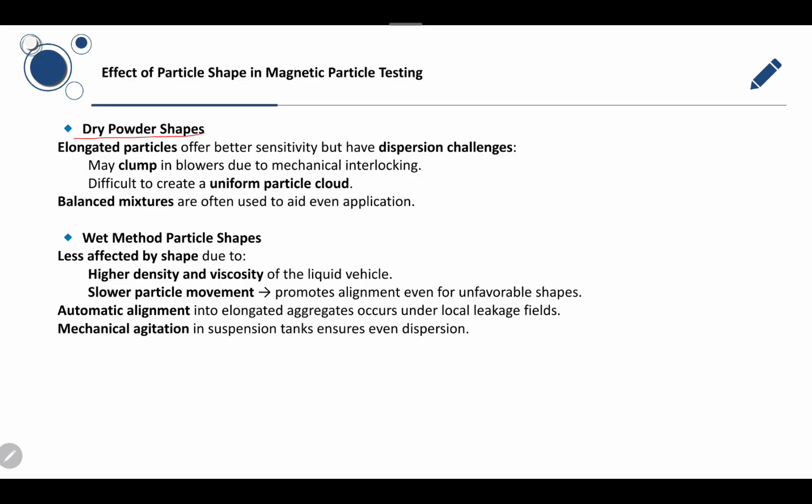Next is dry powder shapes. While elongated particles offer better sensitivity, they present dispersion challenges in the dry method. They may clump in blowers due to mechanical interlocking. It can also be difficult to create a uniform particle cloud for application. Therefore, balanced mixtures are often used to aid in creating an even application.